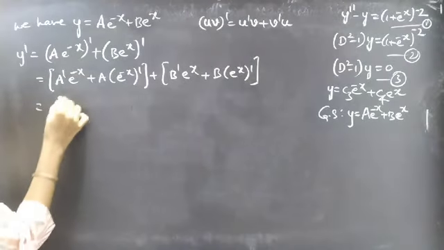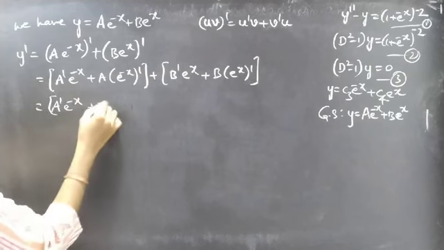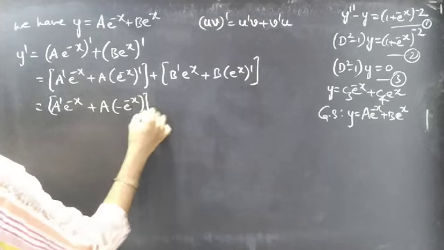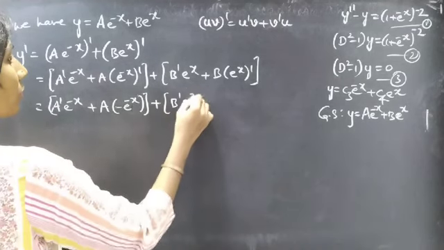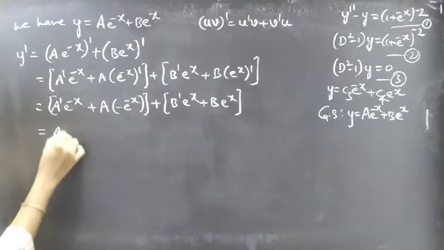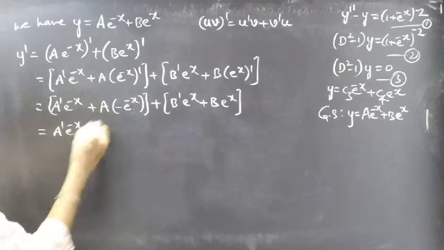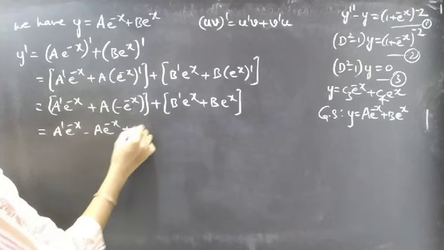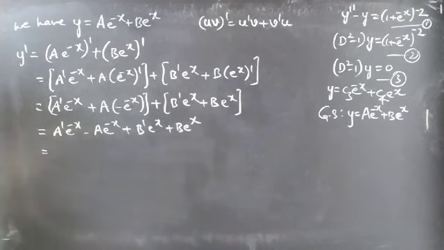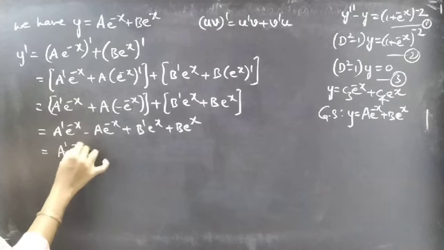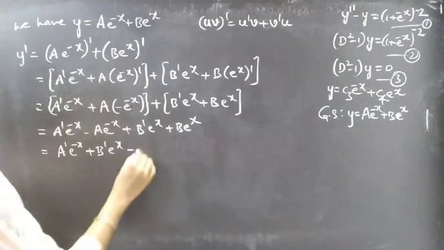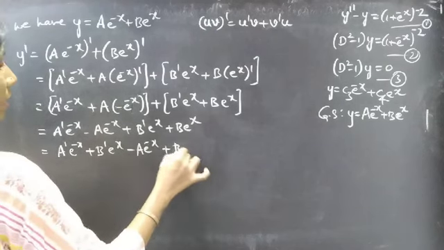This gives us a dash e power minus x plus a into the derivative of e power minus x with respect to x, which is minus e power minus x, plus b dash e power x plus b into the derivative of e power x with respect to x, which is e power x. This gives us a dash e power minus x minus a e power minus x plus b dash e power x plus b e power x. Let's now write the terms involving a dash and b dash: a dash e power minus x plus b dash e power x. Now write the terms involving a and b: minus a e power minus x plus b e power x.